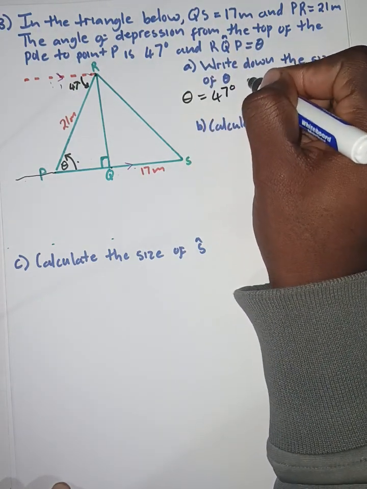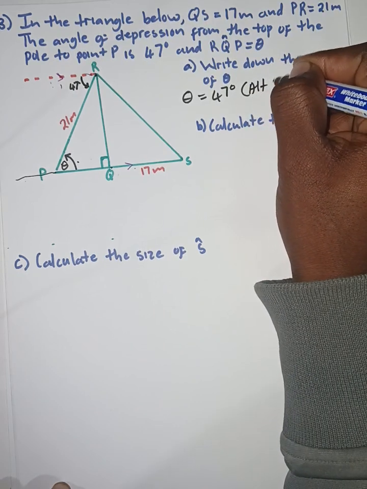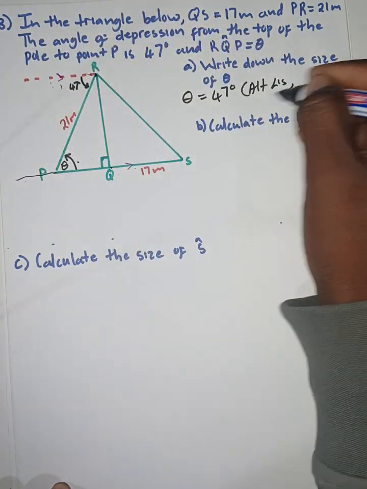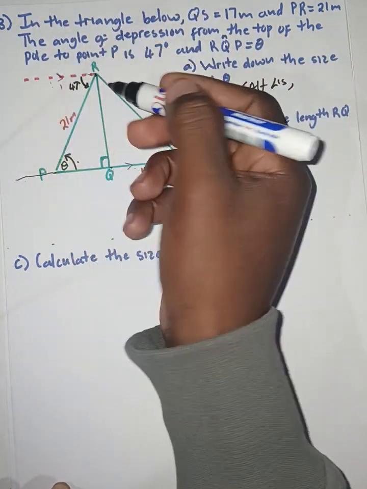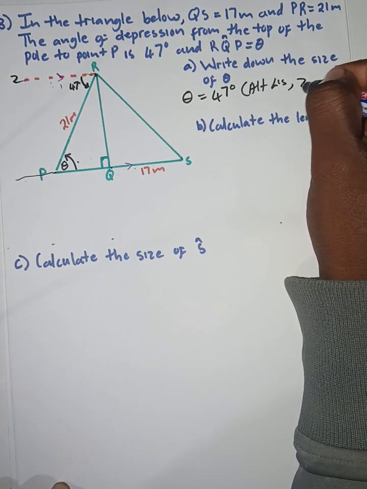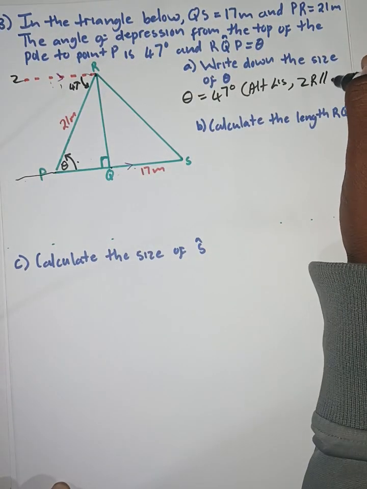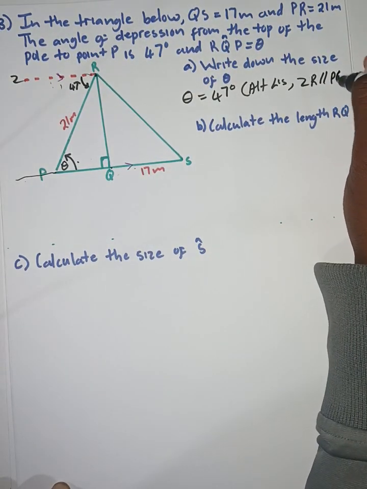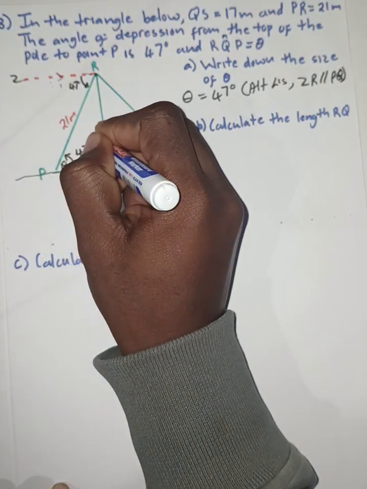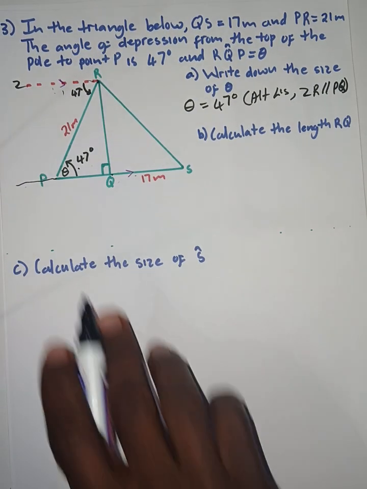So in this case, the reason for that would be alternating angles, alt angles. We know that line there, let me just note it as Z. So in this case, ZR would be parallel to PQ. So that would be PQ there. So in this case, that angle there would be 47 degrees.